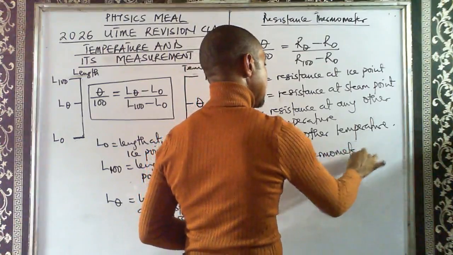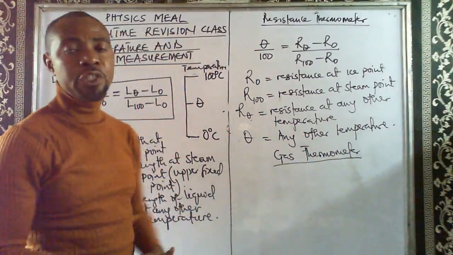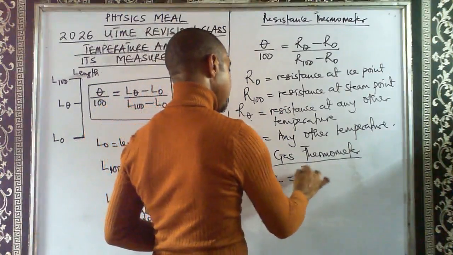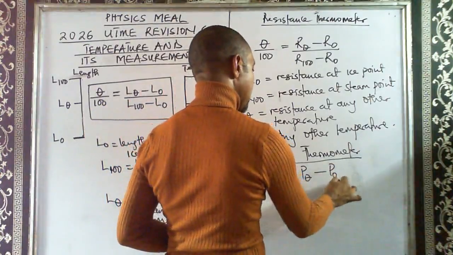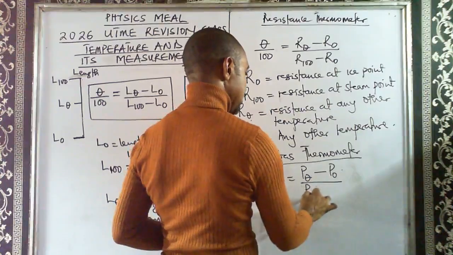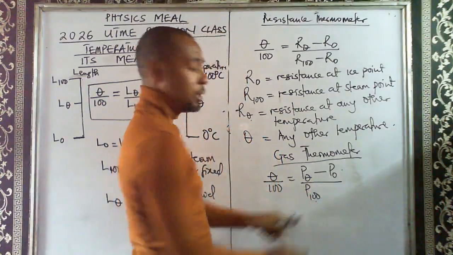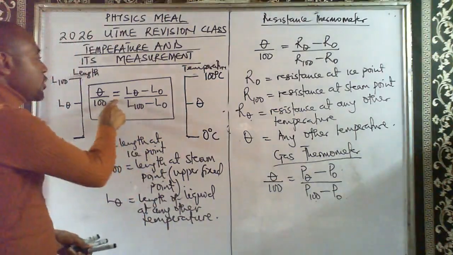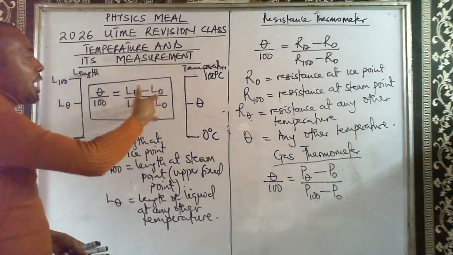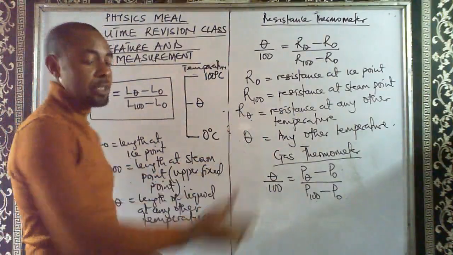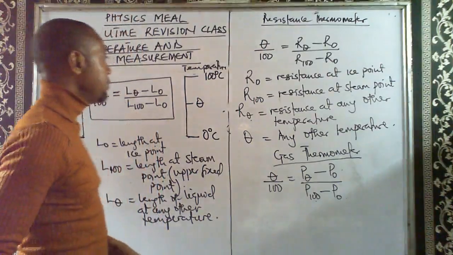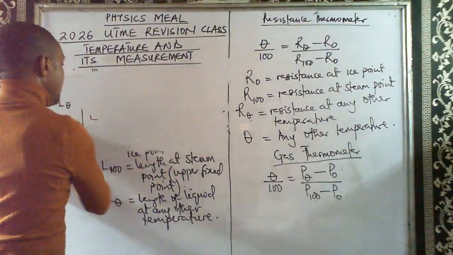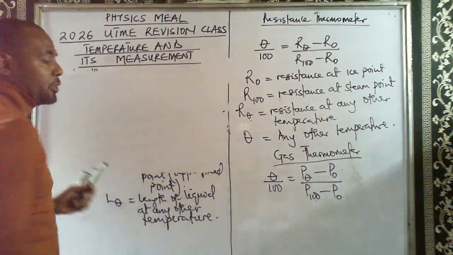In gas thermometer, a change in temperature will bring about a change in pressure. So we'll have a similar expression that theta over 100 will be pressure at any temperature minus pressure at ice point, over pressure at steam point minus pressure at ice point. So you see, the whole equations are the same. If I know this, for resistance, all I need to do is to change the L to R. For pressure, all I need to change is the L to P. And they have the same similar meaning. It's just a property that will change.